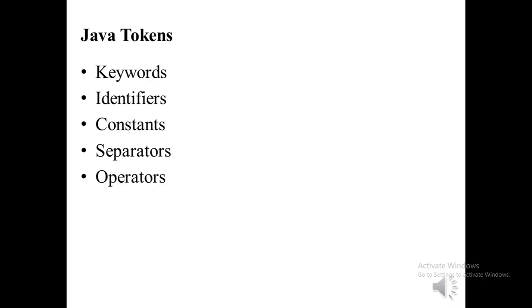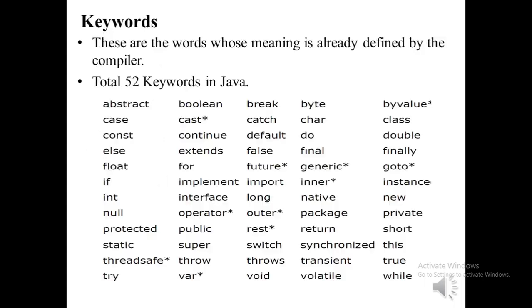The tokens are keywords, identifiers, constants, separators and operators. First we are going to see keywords. Keywords are the words whose meaning is already defined by the compiler. There are a total of 52 keywords defined in Java such as abstract, boolean, break, byte, char, class, double, final, finally, try, catch. Like this 52 keywords are defined in Java.